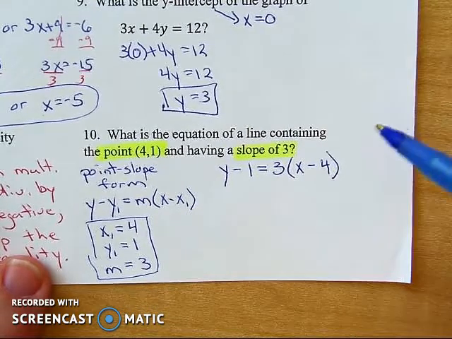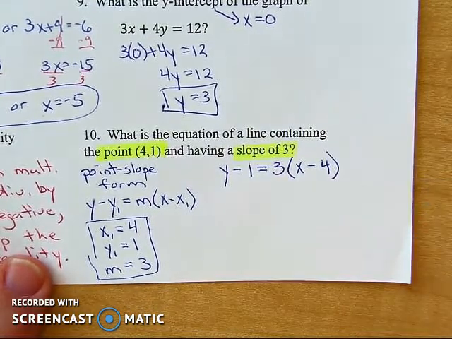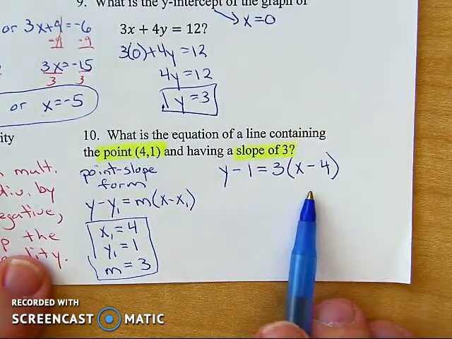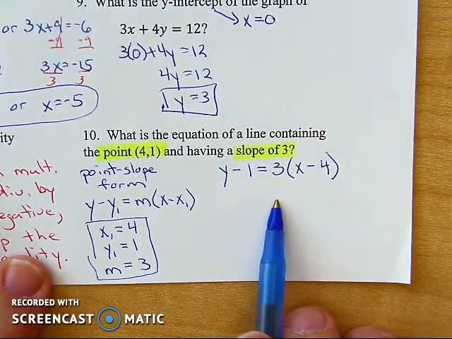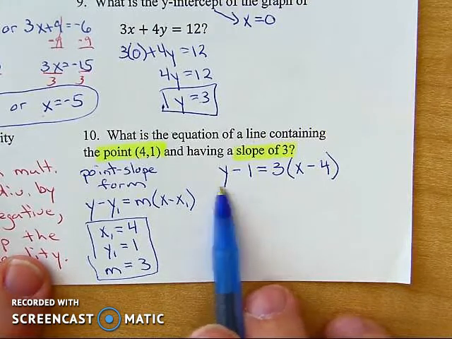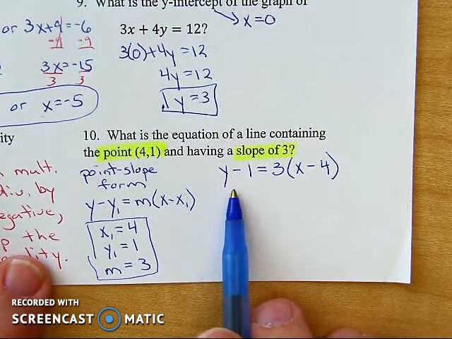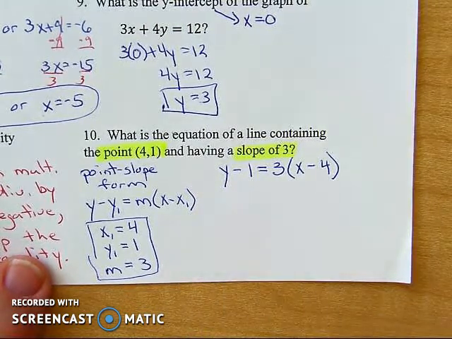Now, here's where you really should look at your answers. If you're taking a multiple choice test, your answer might look just like that. But it might also be in slope-intercept form. So if it looks like this, go ahead and select your answer and you're done. But if y is by itself, you do have to do a couple things.